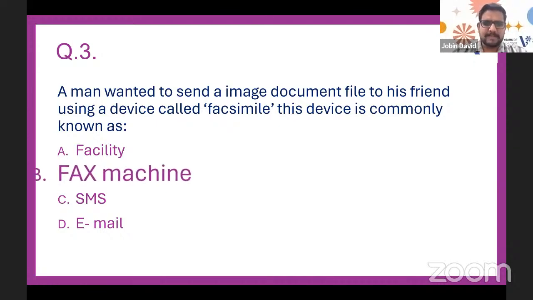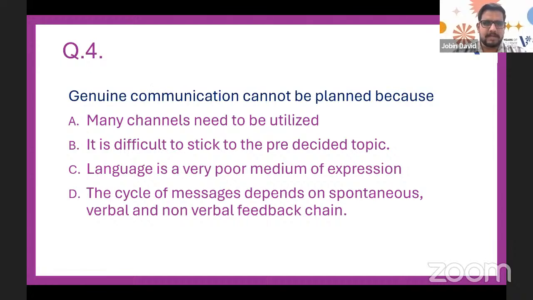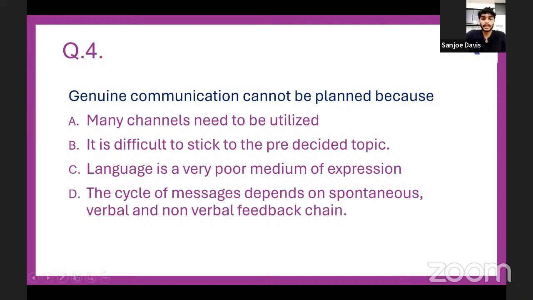That is correct. So we will go to the next question now. We have the fourth question coming up. Yes, now it's your turn to read. Okay, genuine communication cannot be planned because: option A, many channels need to be utilized. B, it is difficult to stick to the pre-decided topic. C, language is a very poor medium of expression. D, the cycle of message depends on spontaneous verbal and non-verbal feedback chain.